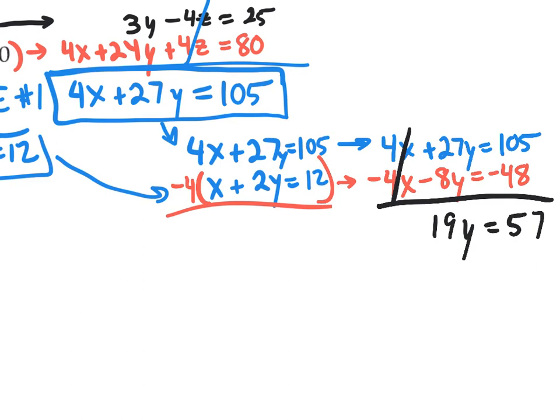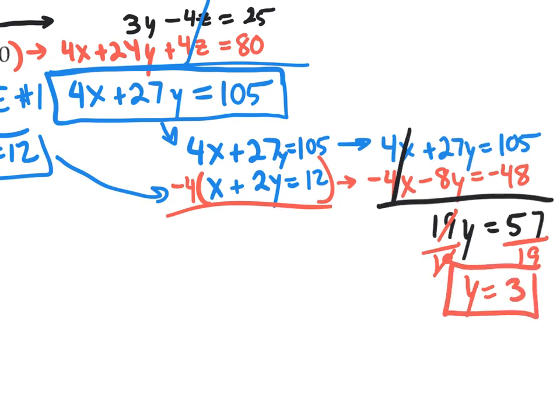Okay, so now let's get rid of that 19. This looks ugly, but I believe it works out nice, right? 57 divided by 19 is 3. So we have one nice answer. Let's find the other nice answer in our 2x2 system.